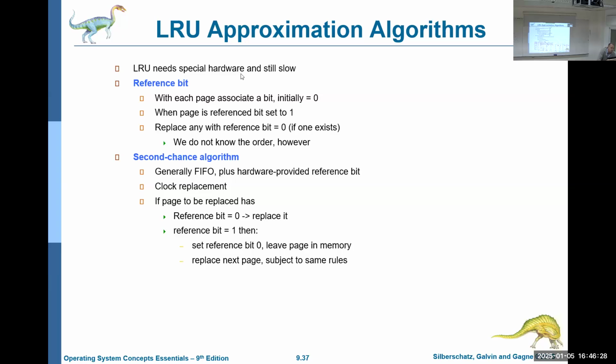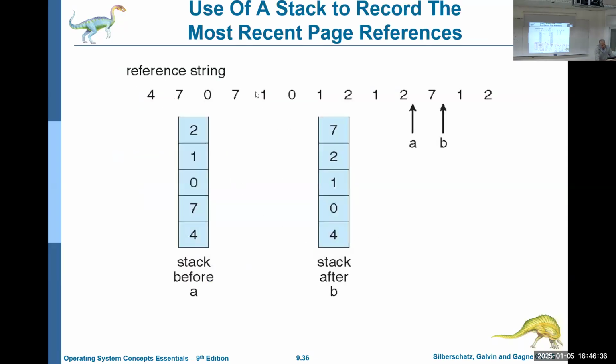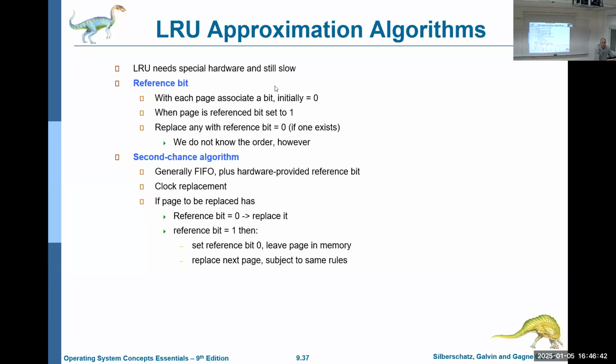So least recently used needs special hardware. Why? Because we need a timestamp. Now there's a timestamp idea. The stack we're going away from. This kind of stack is possible and would work, but it's expensive. Then we can go back to the idea of the timestamp. The timestamp also needs special hardware and it's slow.